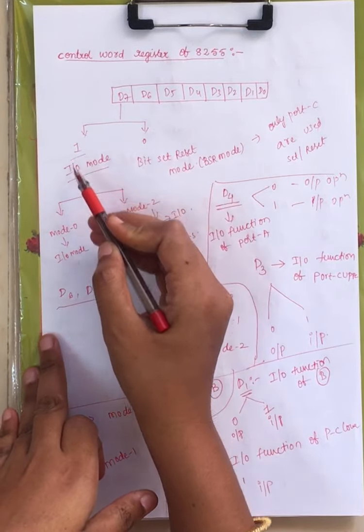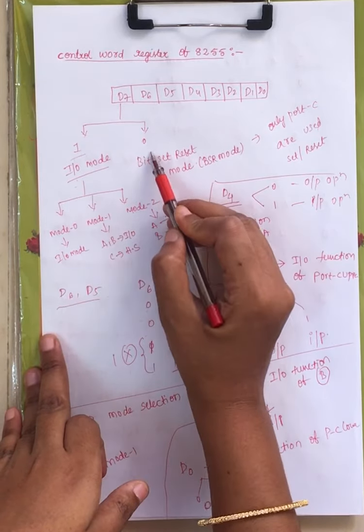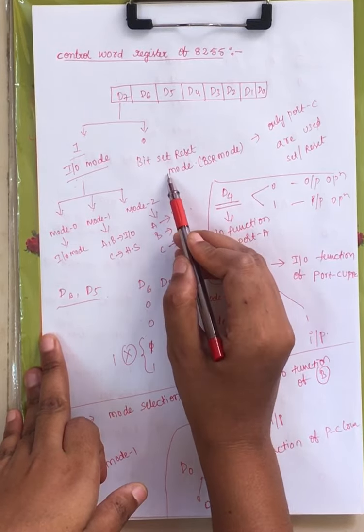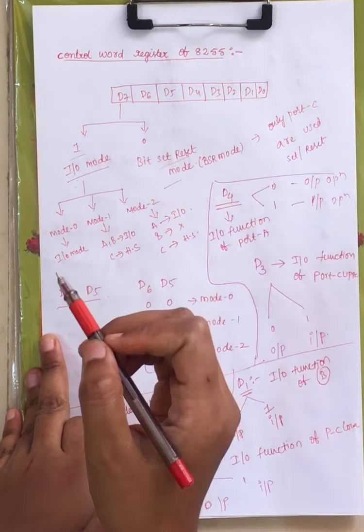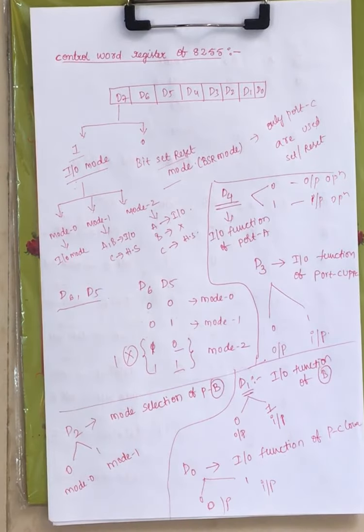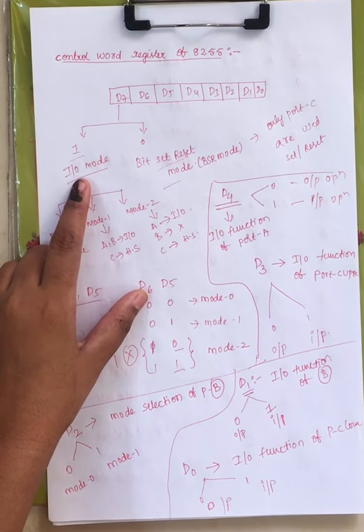When it is 1, it indicates 8255 is operating under IO mode. When it is 0, it indicates 8255 is operating under bit set or reset mode, right? Now what is meant by bit set or reset mode? In this mode, only the port C IO lines are used; port A and port B are not used. Port C IO lines are used for setting or resetting the 8255, right? Now coming to 1, when it is logic 1, it indicates 8255 is operating under IO mode, right?